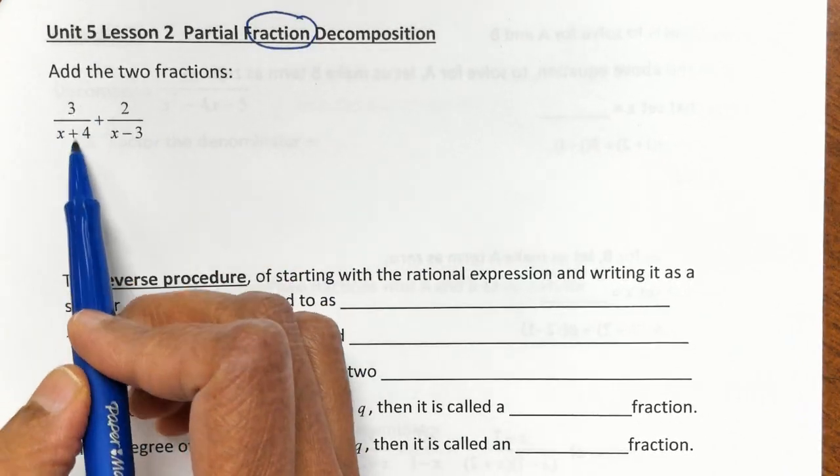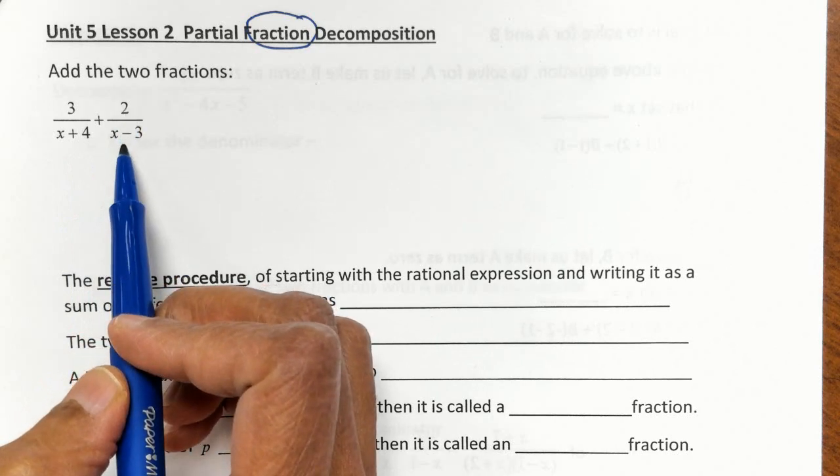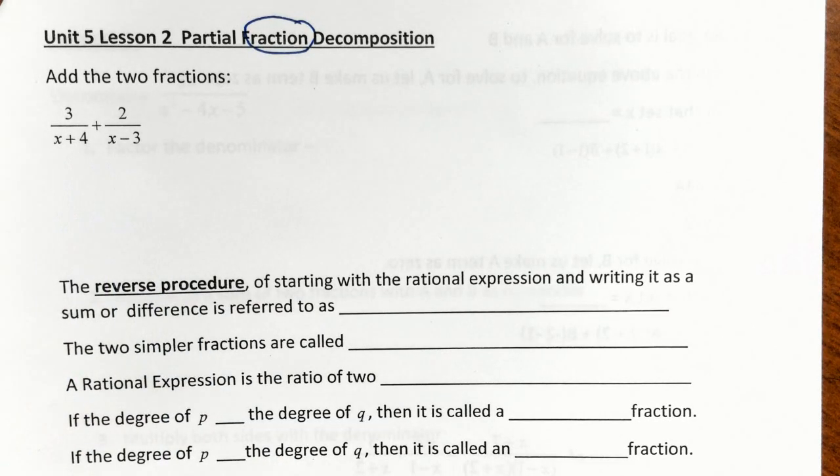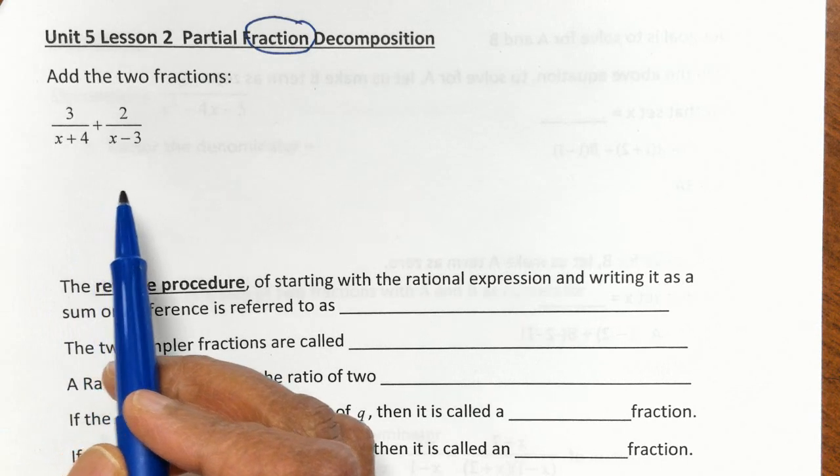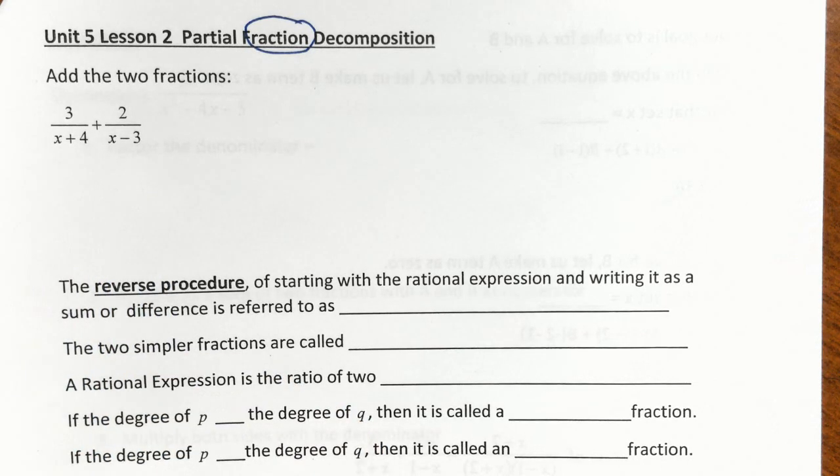operation. So I have 3 over x plus 4, and I'm adding 2 over x minus 3. Can we all do the rational expression addition? We all know how to add rational functions. We basically make sure you have the common denominator. And yeah, let's go ahead and do that. Let's all take a minute or two to add these 2 rational expressions. Tell me what you get.